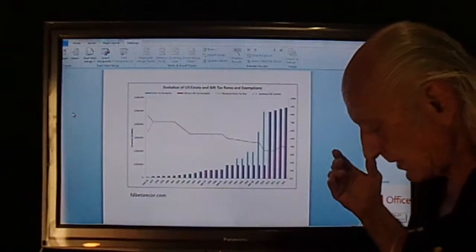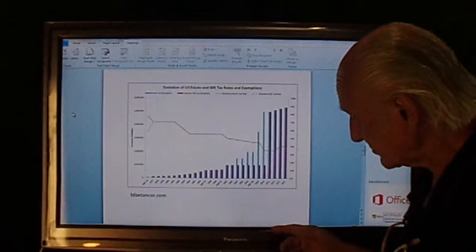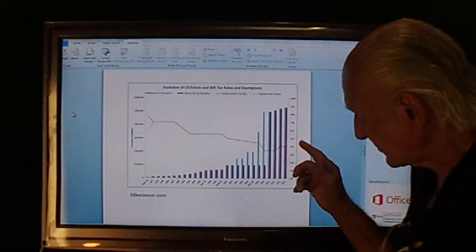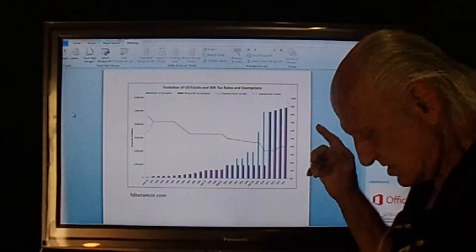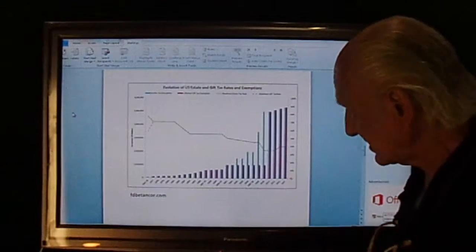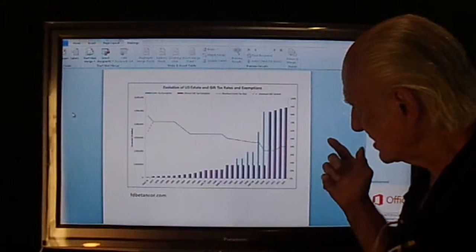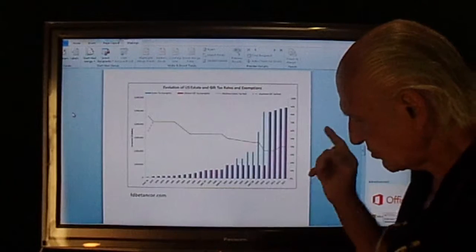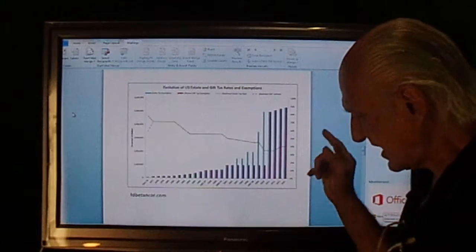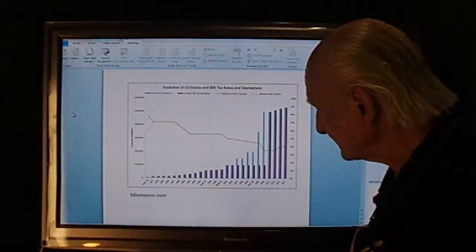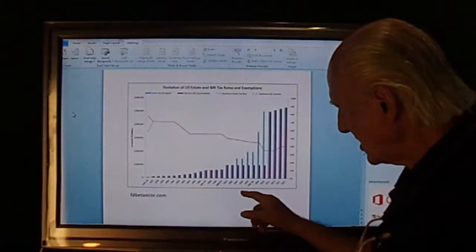Now, the stepped up in basis rule was inserted in Bush's 2001 $3.5 million, no, excuse me, $1.35 million tax cut in 2001.